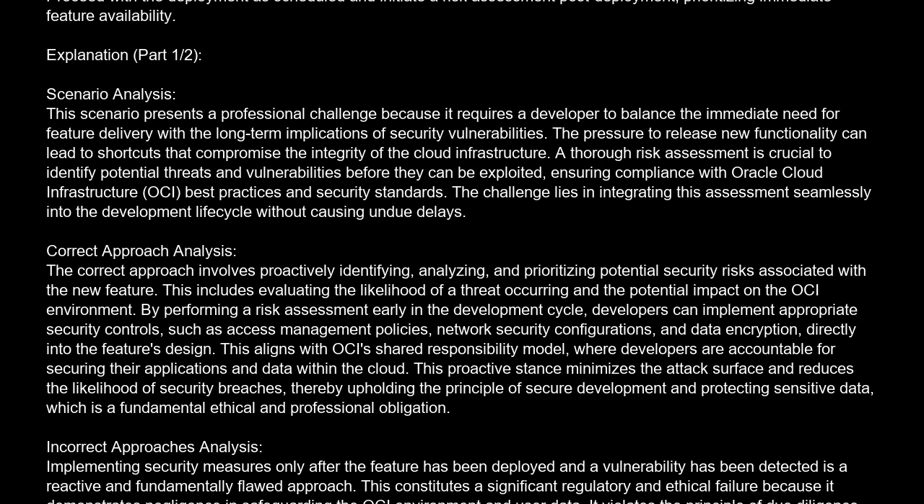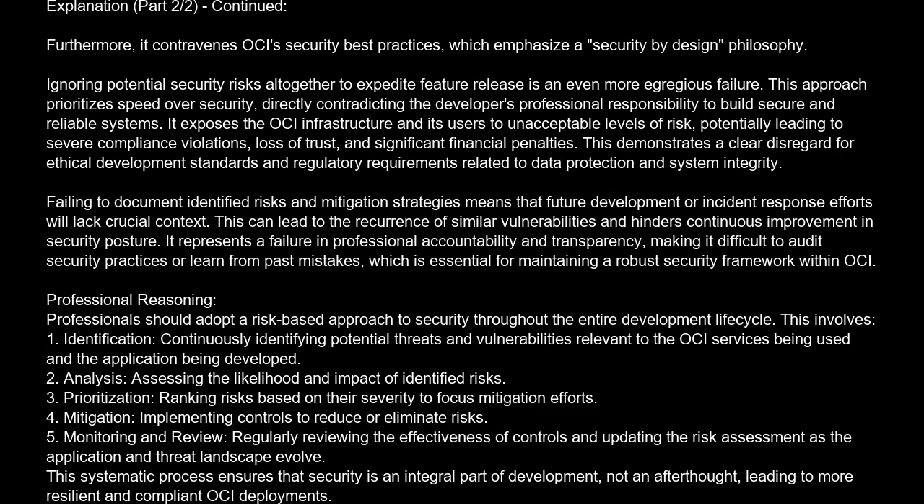Incorrect approaches analysis. Implementing security measures only after the feature has been deployed and a vulnerability has been detected is a reactive and fundamentally flawed approach. This constitutes a significant regulatory and ethical failure because it demonstrates negligence in safeguarding the OCI environment and user data. It violates the principle of due diligence and can lead to data breaches, service disruptions, and reputational damage, all of which have legal and financial repercussions. Furthermore, it contravenes OCI's security best practices, which emphasize a security by design philosophy.